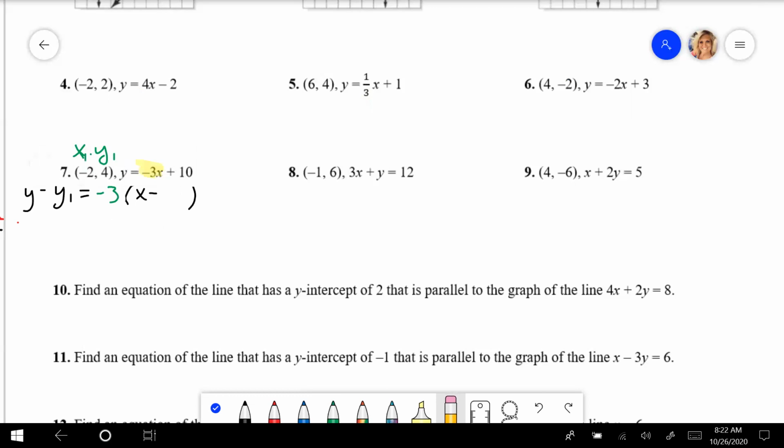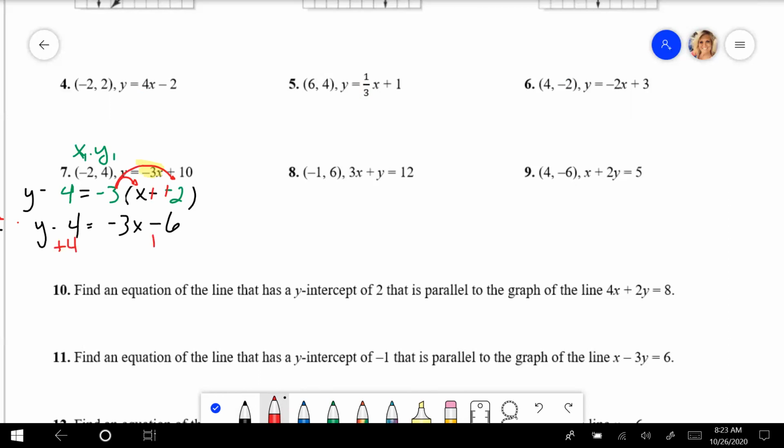X1, this goes away. And my x1 is -2. My y1 is 4. Now, do you have any minus and negatives? Yes, we do. Right here, they change to positive. Now I can go and do the distributive property. Y minus 4 equals negative 3x minus 6.